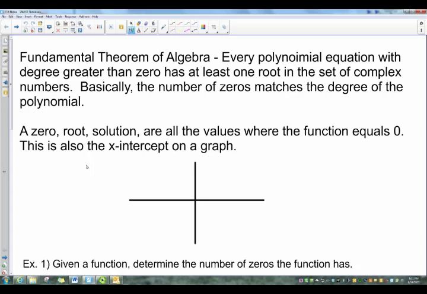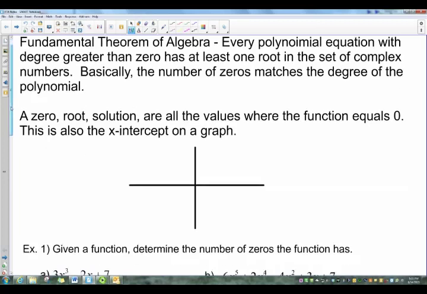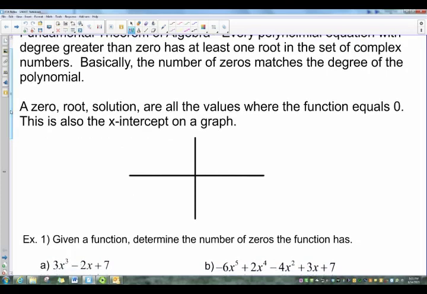Basically, the big idea behind all of this is the number of zeros will always match the degree of the polynomial. So a zero, a root, a solution, are all kind of the same thing. They're all the values where the function equals 0. Basically, it's just where the graph crosses the x-axis.